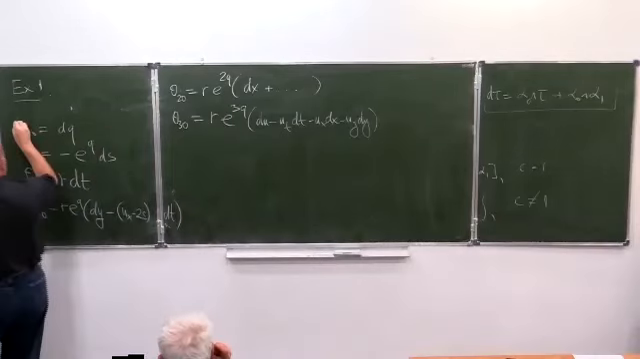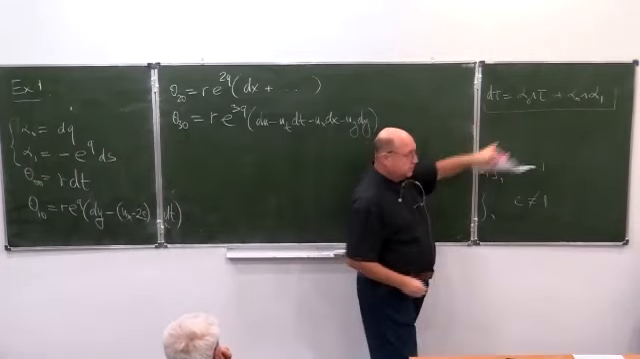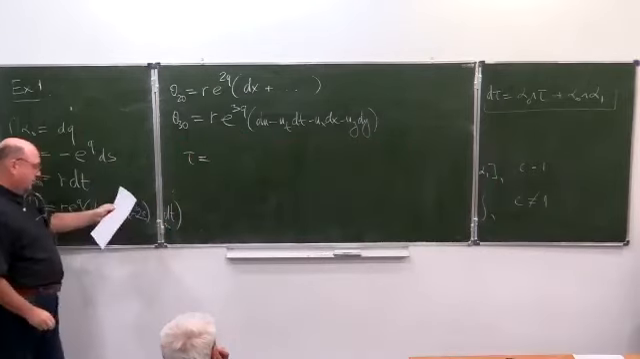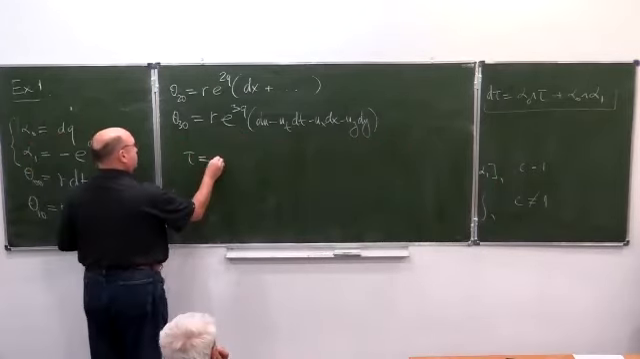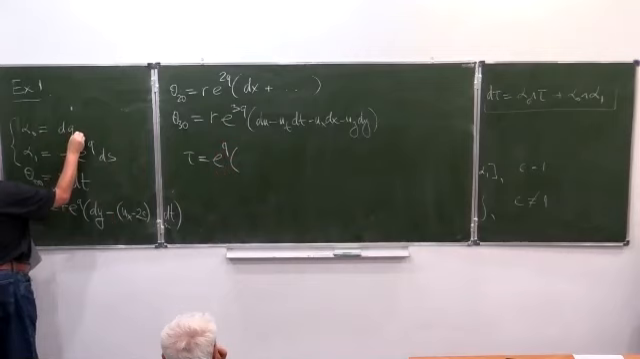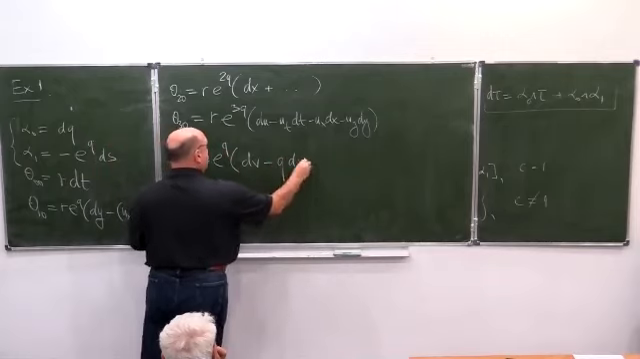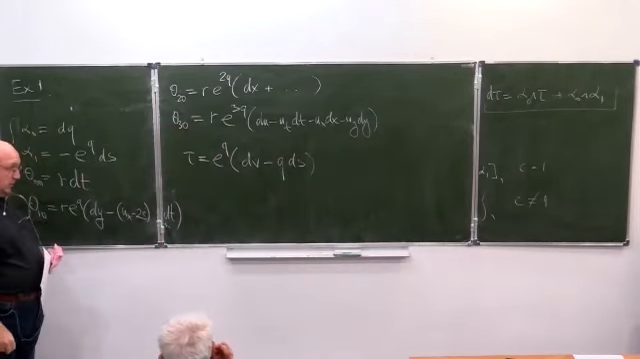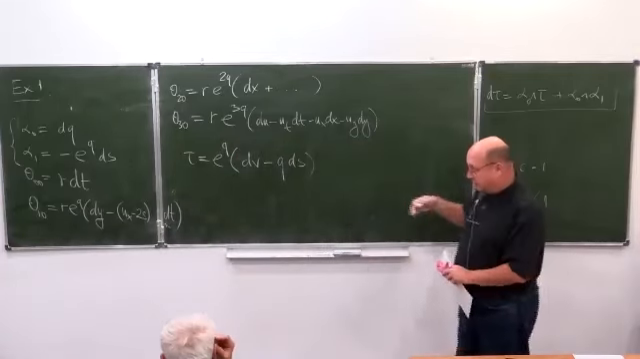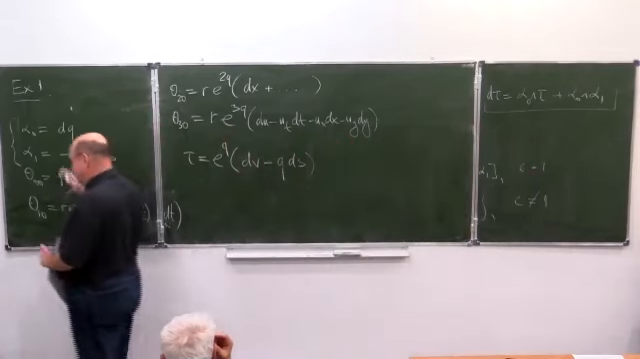Well, using this information, we can integrate this equation and obtain tau. And tau turns out to have the following form. It is E to the degree Q, this Q, dV minus Q ds. Well, this was the first step for constructing the Lax representation of our equation using this technique.